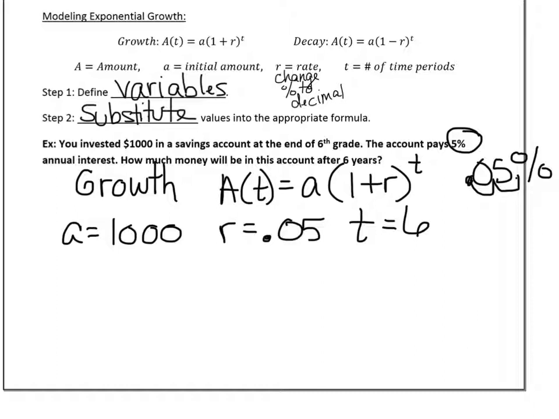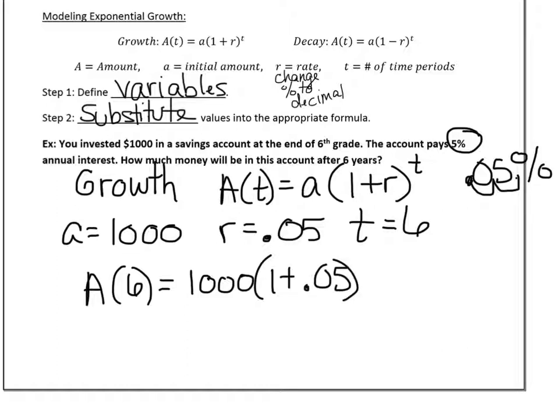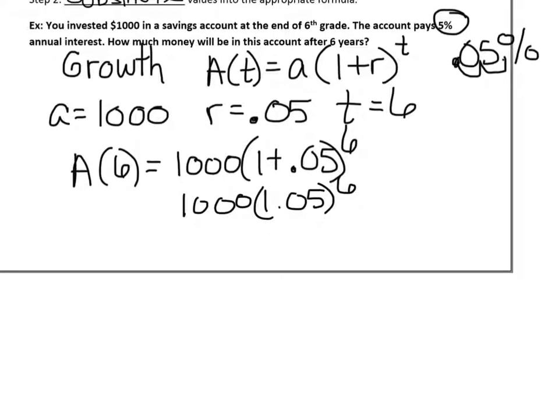So we plug it into our formula here. So A of t, which means A of 6, equals lowercase a, which is our initial or 1,000, times (1 plus our rate, 0.05), and then to the 6th power. So order of operations says we do our parentheses first. 1 plus 0.05 is 1.05. And it's being multiplied by 1,000 and raised to the 6th power. So think back to your order of operations. Exponents come before multiplying. So we're going to do this part first.